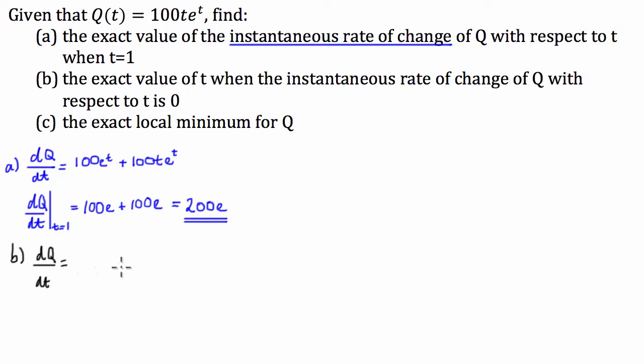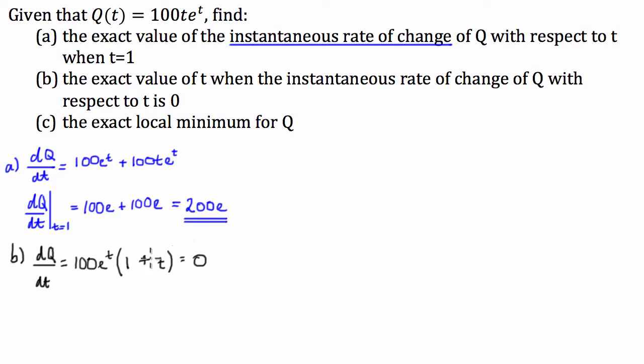So what we can do with this is, if we're looking for something to equal 0, we want this to equal 0. Now, if you've got multiple things and they've got to equal 0, the best way to do it is to factorize it so you can take advantage of what's called the Null Factor Law. Let's factorize this. It has a common factor of 100e to the t. Inside a bracket, we can have 1 plus t. Now we're trying to make that equal to 0.